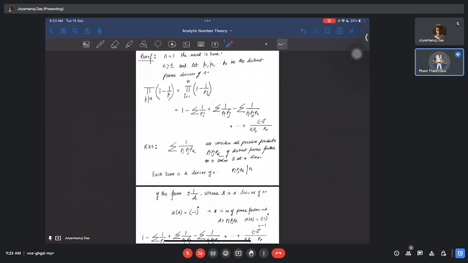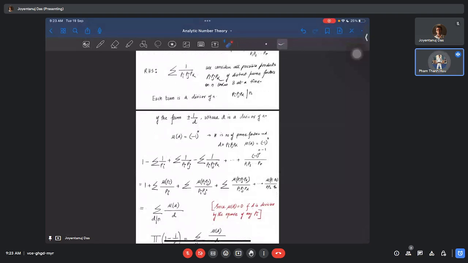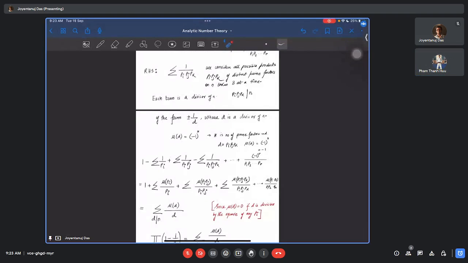On the right hand side, we consider the product of the prime factors of n. Any such product is a divisor of n, because it is a sub-multiple, a product of a subset of 1 to r, and of the form plus or minus d, where d is a divisor of n. But we can take the minus sign and the plus sign inside because that is nothing but mu of the denominator.